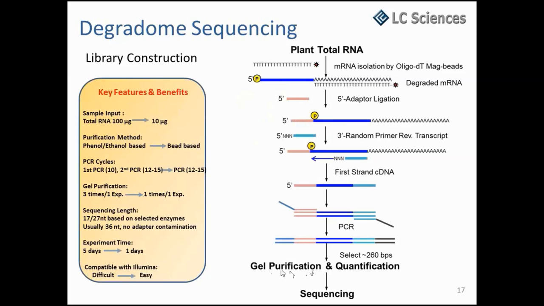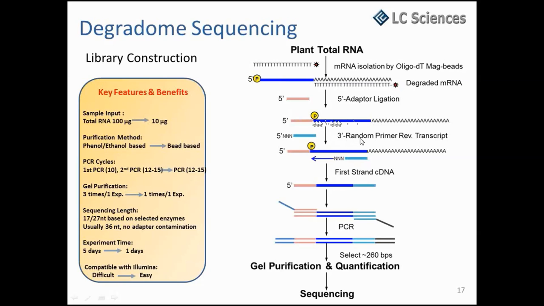After we get the plant total RNA, we will use oligo dT magnetic beads to pull down the poly A containing messenger RNA. And as we mentioned before, in the mechanism of microRNA regulation, the microRNA guided endonucleolytic cleavage of the messenger RNA will leave a 3' end strand with a 5' phosphate. Using this phosphate, we can do the ligation and put the 5' adapter onto this strand with phosphate on the 5' end.